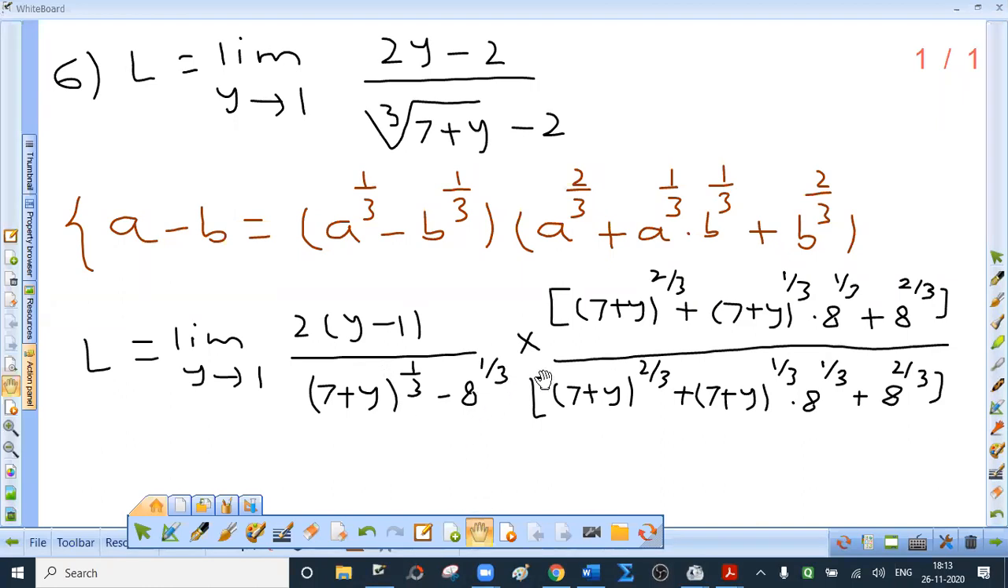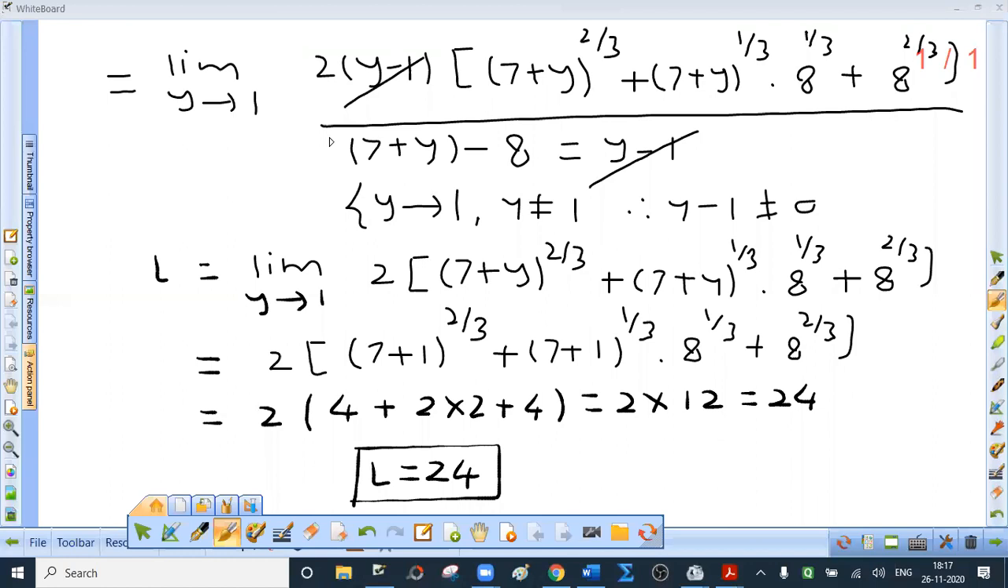So in the next step, what I will do is, see, this is a^(1/3) minus b^(1/3). This part is comparable with this. So what is the answer? A minus b means what? It is simply 7 plus y minus 8. Compare. Base is 7 plus y and here 8. That is y minus 1, which gets cancelled with this y minus 1. Right.